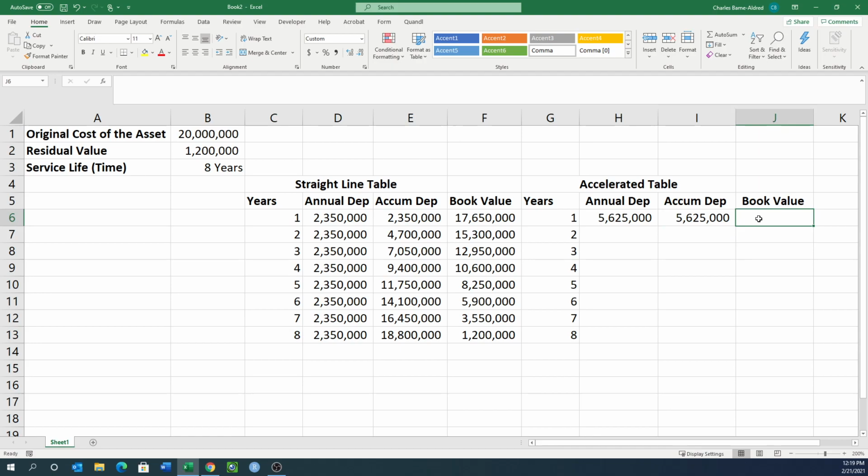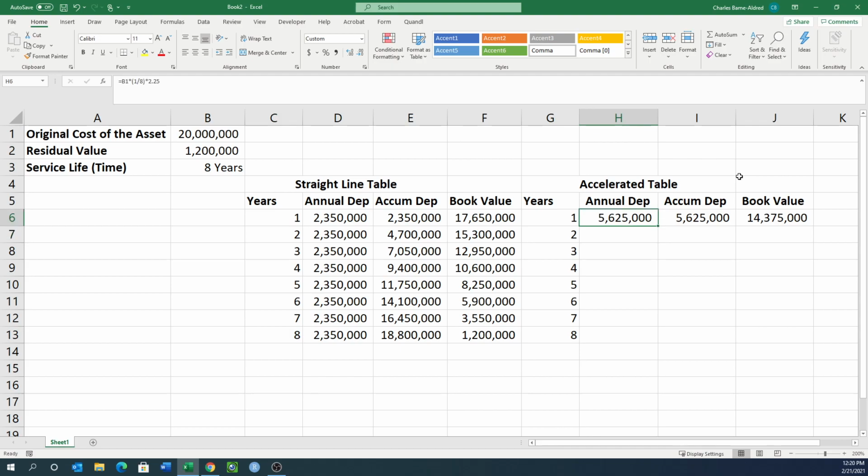And so therefore the book value is going to be equal to the original cost of the asset minus my accumulated depreciation. So that's my new book value, 14,375,000. Then when I do the next year, I'm going to keep the same formula. Book value times the straight line rate times my acceleration factor.